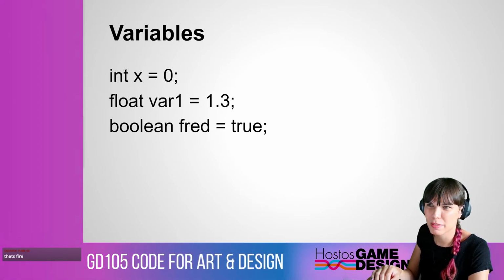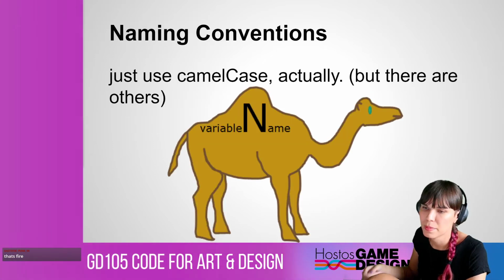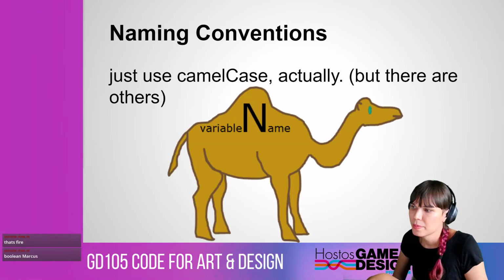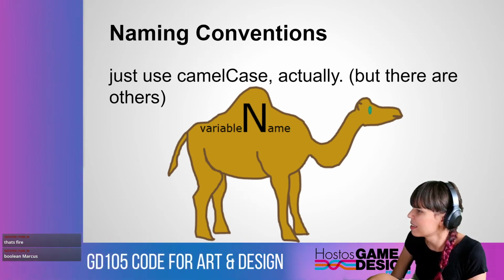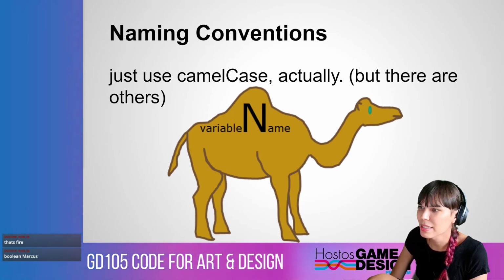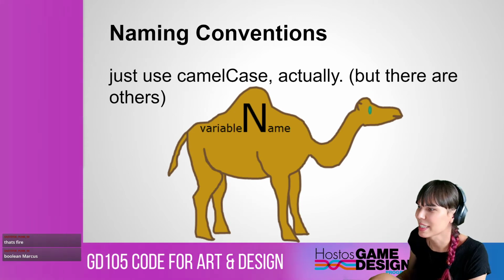Are people following along okay? Are there any questions? You can always just send questions to the chat if you have anything that comes up. So you could create Boolean Marcus. Is Marcus here? Marcus, are you in here? Oh, there's someone named Marcus in the class.